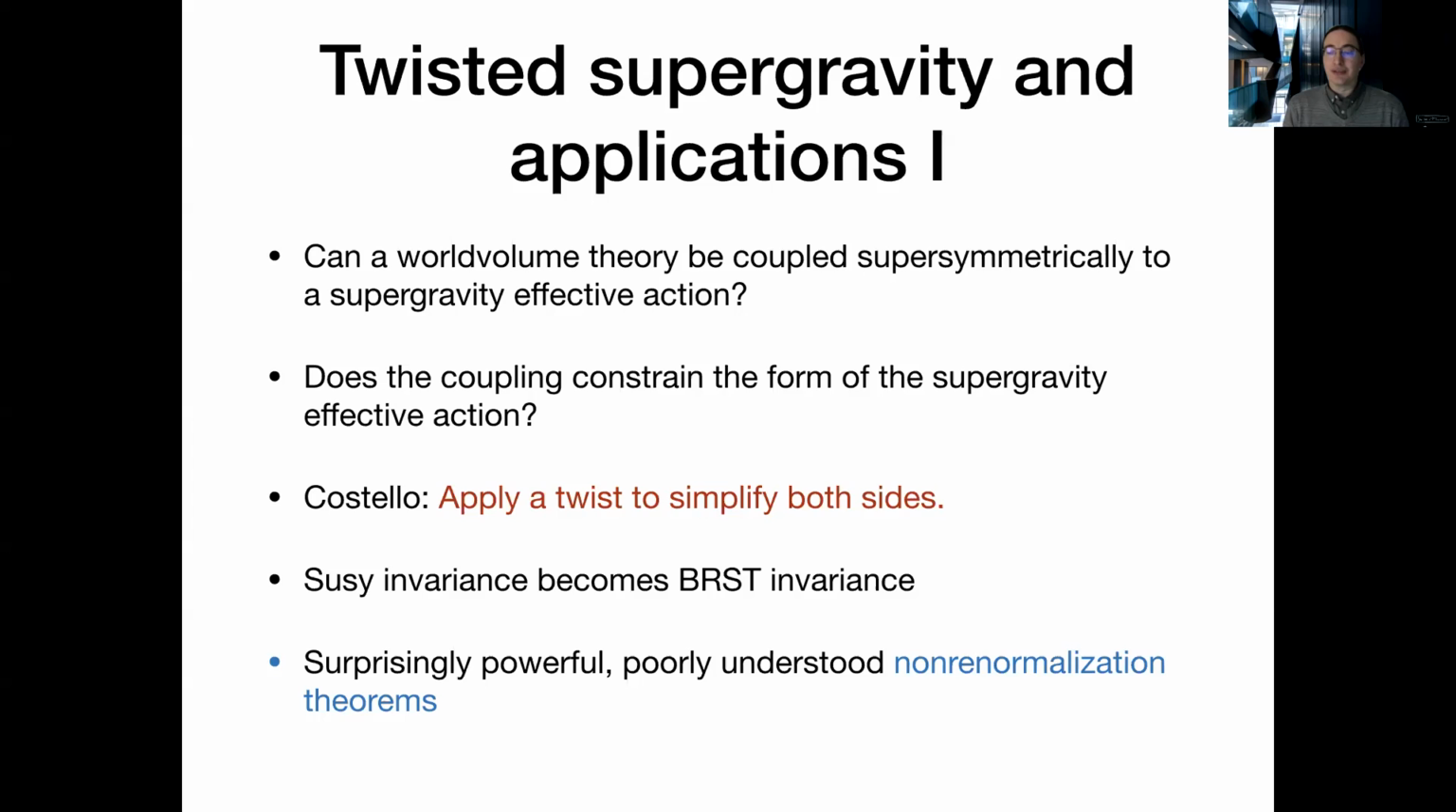So after you apply this twist, instead of asking if you can couple supersymmetrically a brane to supergravity, you can just ask if you can couple in a BRST invariant way, in a gauge invariant way, the twisted volume theory of the brane to the twisted supergravity. And if you choose your twist judiciously, you can obtain something which is now computable, but perhaps still very rich.